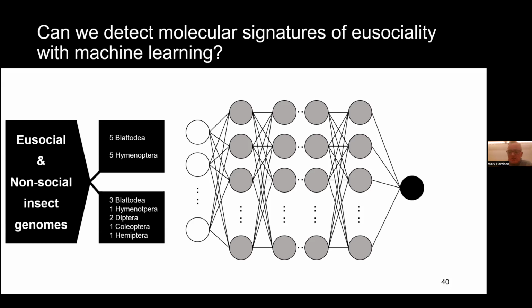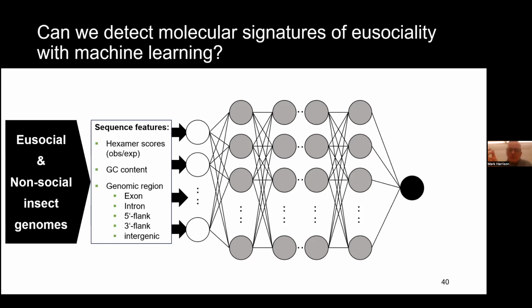And from these genomes, I extracted different features from throughout the genome. So the genomes were split into exons, each intron separately, each 5' flanking region, 3' flanking region, and everything else in between was called intergenic. And from each of these individual sequences, I extracted hexamer scores to represent the sequence content and motifs within the GC content as well. And I trained the algorithm on a subset of that data to identify patterns which differentiate eusocial and non-eusocial genomes, and then tested on the rest of the data. So it took a sequence in the end and then decided whether it was eusocial or non-eusocial, so a binary classification.